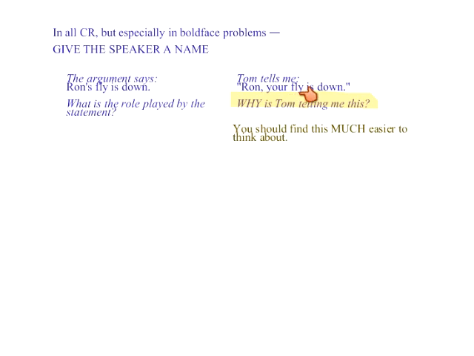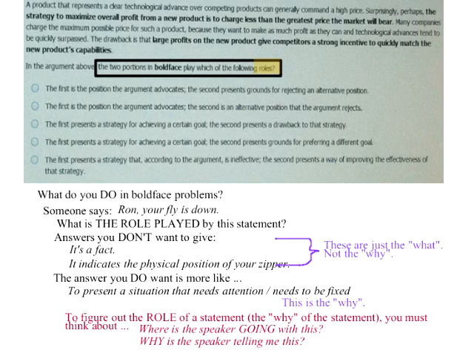The argument is just, Tom, what is the role, is the same thing as why. But this is weirdly abstract, and you don't do this in the real world. You don't ask, what is the role of this statement? You ask, why do I care? Why are you telling me that? So the challenge, of course, is to take that same sort of instinct and bring it to this game of GMAT boldface problems. So let me take this to the next page.